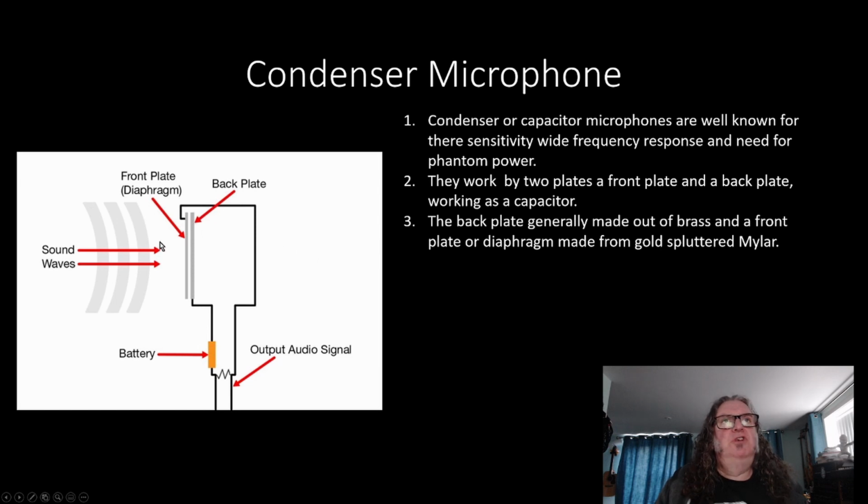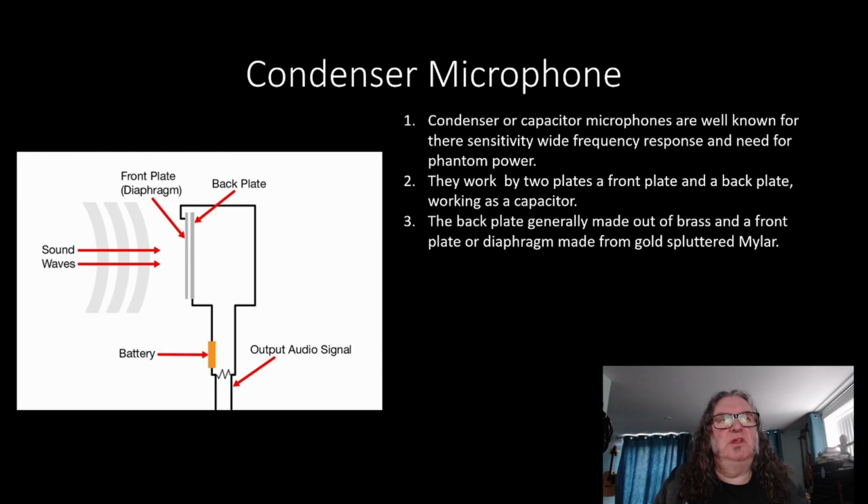And generally, the back plate is kind of the solid bit, and the front plate, the diaphragm, moves backwards and forwards in relation to the sound pressure waves that are coming in. You'll see a big effect that can have on the diaphragm with a thing called plosives we'll be discussing later on. They make the diaphragm out of all kinds of thin stuff.